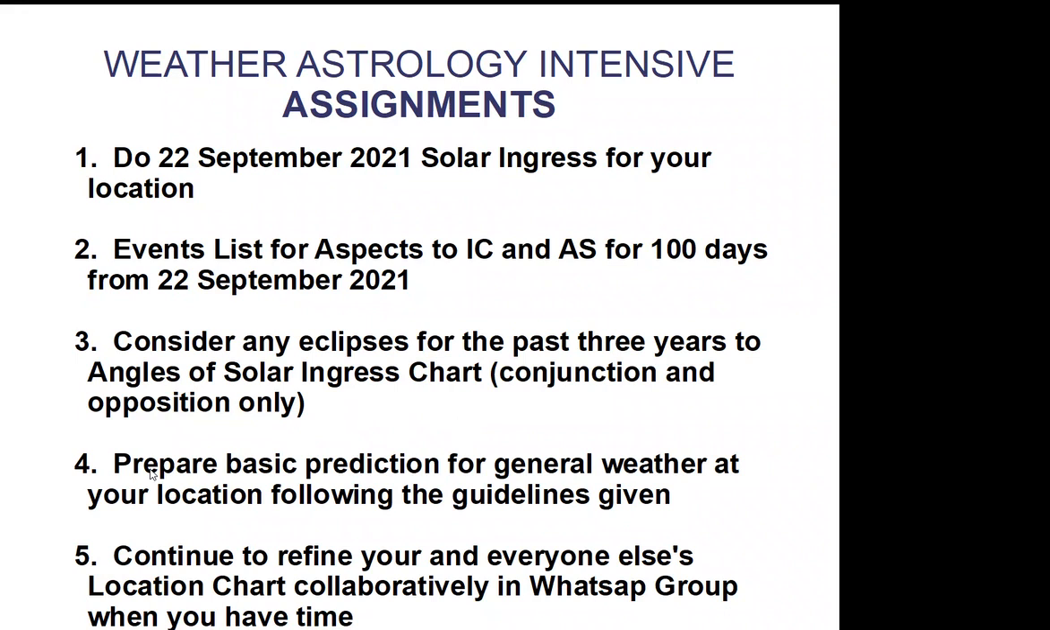In the past, because you can go 3 years back, so go 3 years back and see if any of those things are sitting on a sensitive degree. And then going forward, see if any eclipse is going to trigger something in your solar ingress chart. And you're only looking for a degree, max 2, very tight orbs here, shall we say. Then do a basic prediction for the general weather at your location following the guidelines.